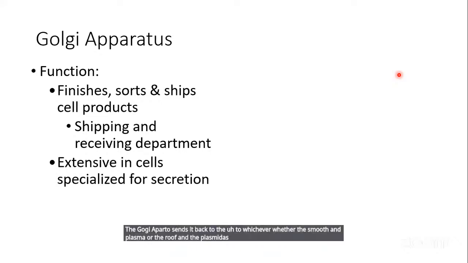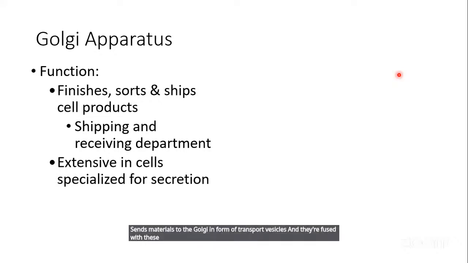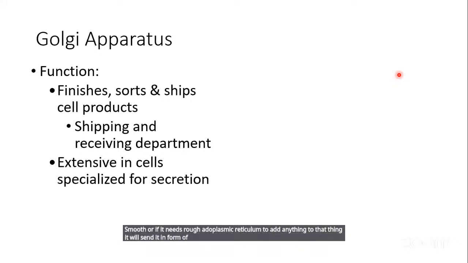So what happens is the Golgi apparatus, apart from being a central post office, is a good ping pong player, table tennis player. So when smooth endoplasmic reticulum sends materials to the Golgi in form of transport vesicles, and they fuse with the cis face of the Golgi apparatus, Golgi will look at those things and process it. If they are not okay, it is going to bud it off again as a transport vesicle and send it back to smooth. Or if it needs rough endoplasmic reticulum to add anything to that thing, it will send it in form of a transport vesicle to rough endoplasmic reticulum.